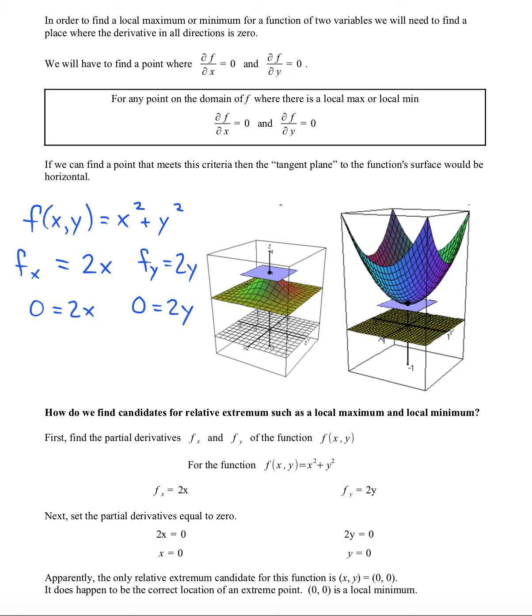Now we have to solve those equations simultaneously and interpret the results. We get 0 equals x and 0 equals y. And so there's only one location where the tangent plane will be horizontal. The solution is 0, 0, just as we had found in the table.